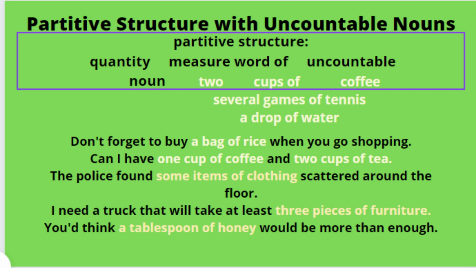We can use the same uncountable noun in different partitive expressions with different meanings. For example, a loaf of bread and a slice of bread are partitive expressions with different meanings. A loaf of bread is what we call a whole unit of bread that we buy from a baker. A slice of bread is what we call a smaller unit of bread after it has been cut from a loaf. Here are some more examples.